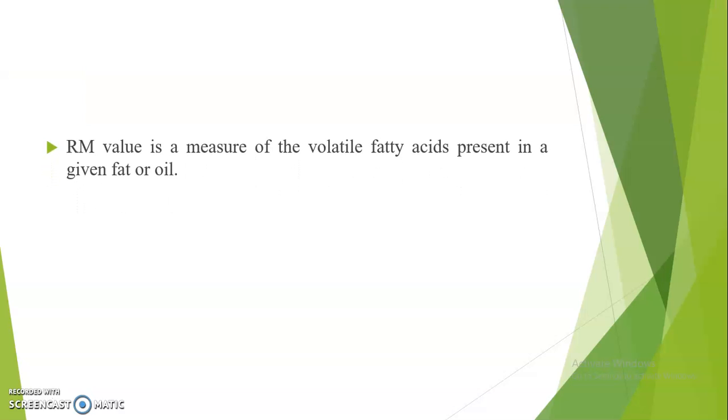Now we will see what the RM value is. RM value is a measure of the volatile fatty acids that are present in the given fat or oil. Volatile fatty acids, for example acetic acid, and then butyric acid. So the low carbon or low molecular weight fatty acids are generally known as volatile fatty acids. This RM value is used to measure the content of these volatile fatty acids present in the given fat or oil.